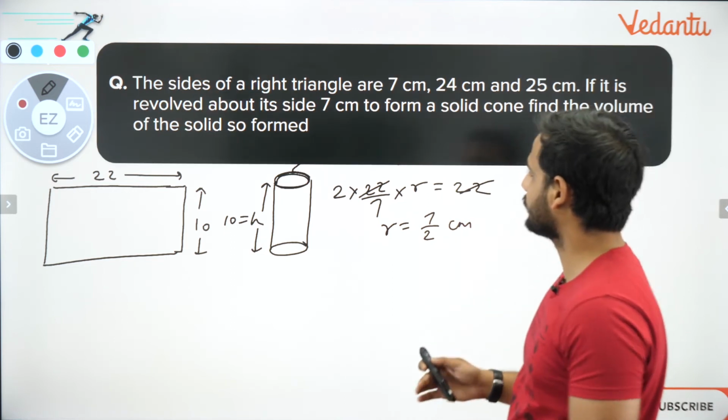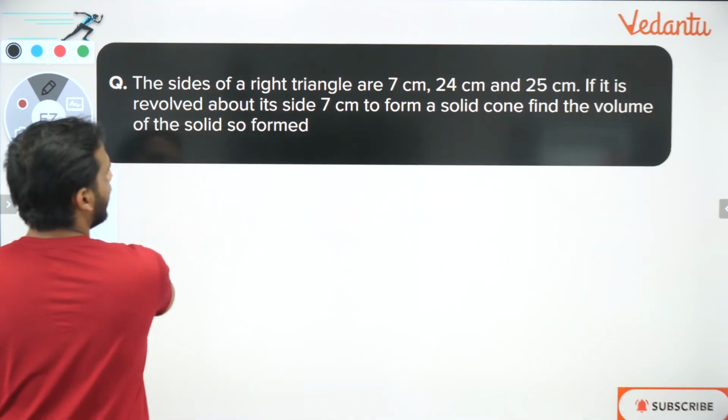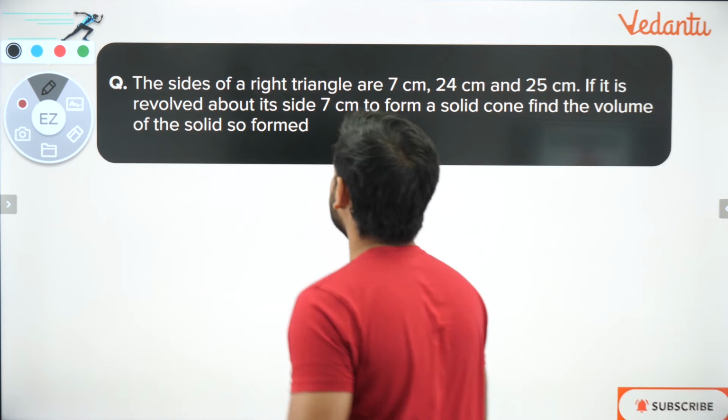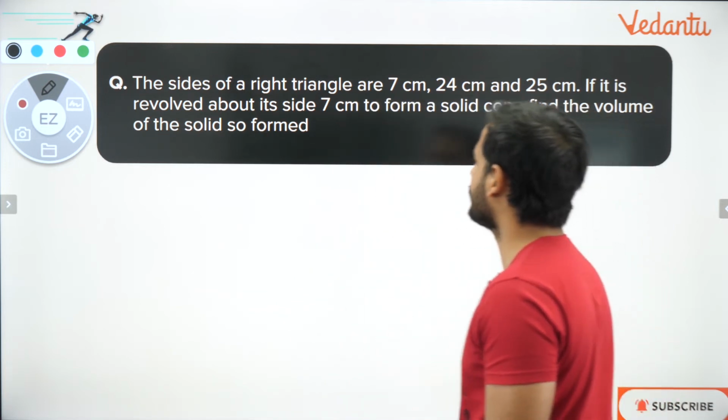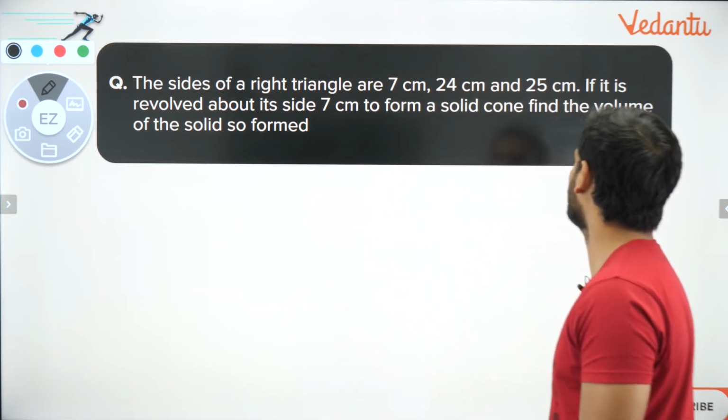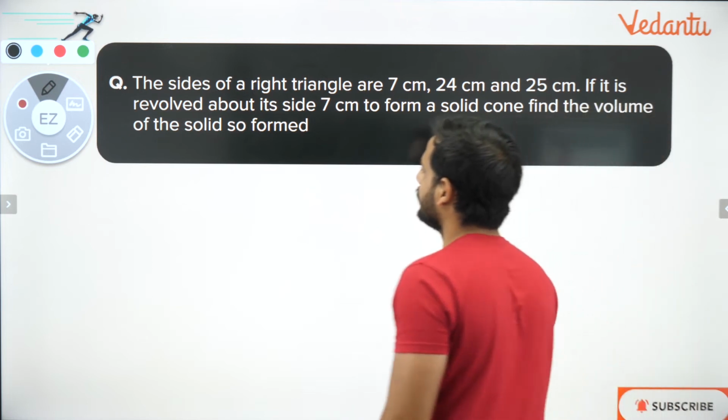Now let's move to the next question. The sides of a right triangle are 7, 24 and 25 centimeter. If it is revolved about its side 7 centimeter to form a solid cone, find the volume of the solid so formed.